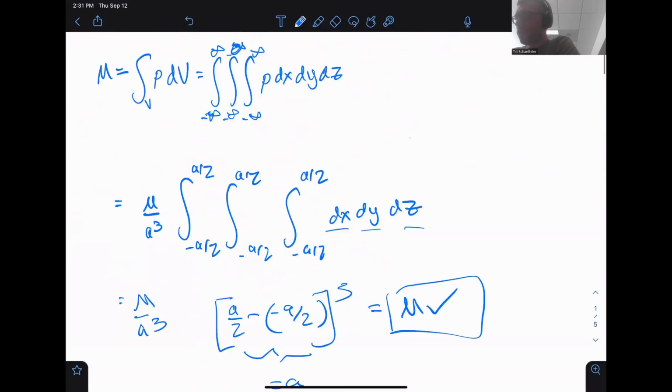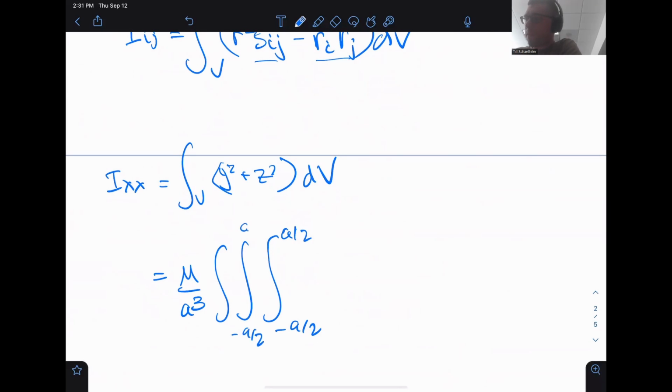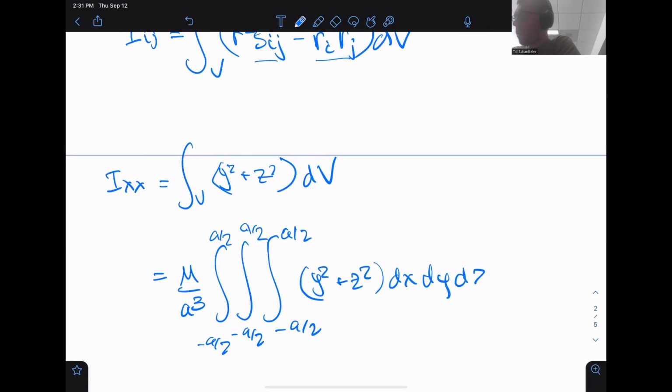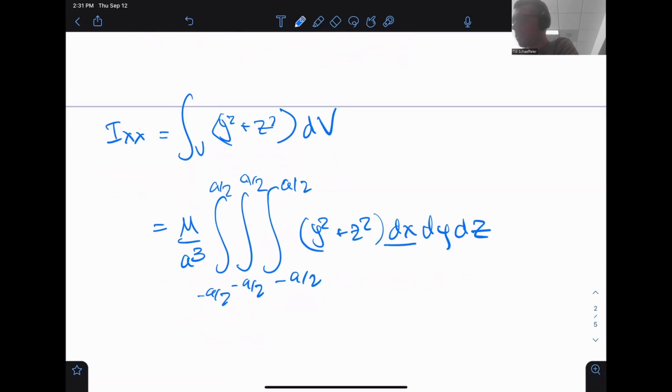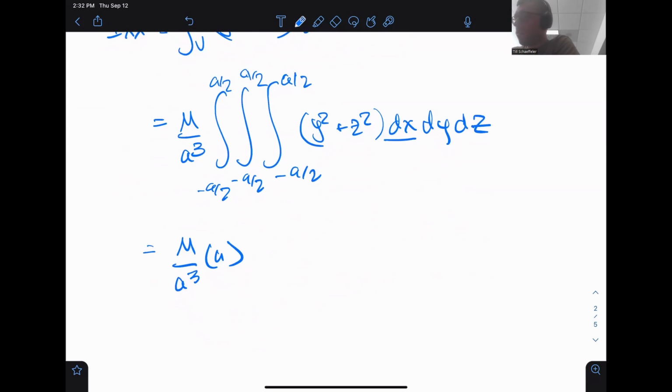Then there's the constant out front, and then we have 3 integrals, again with the same limits of integration from the Heaviside function, dx dy dz. The first integral has no x in it, so that just pulls out a factor of a. So we get an a from the first integral, and now we have to do the other two integrals.